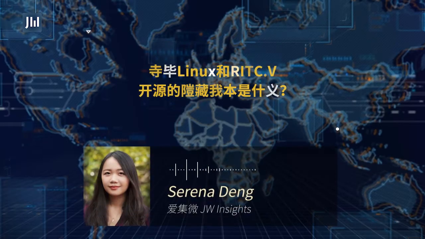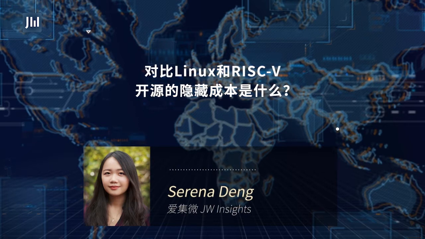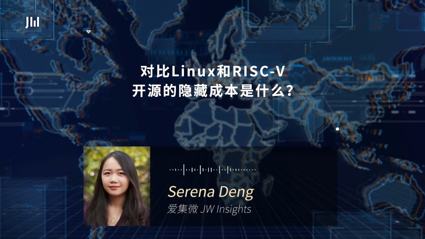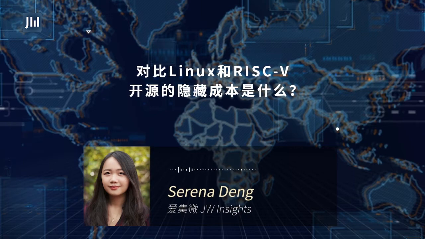I read about your analogy of Linux and RISC-V. Could you elaborate more on the hidden dominant costs in terms of open source? The analogy is not perfect. Linux is open, and indeed it is open source, which means that there is source code available.